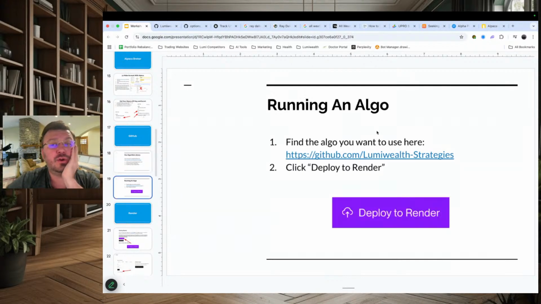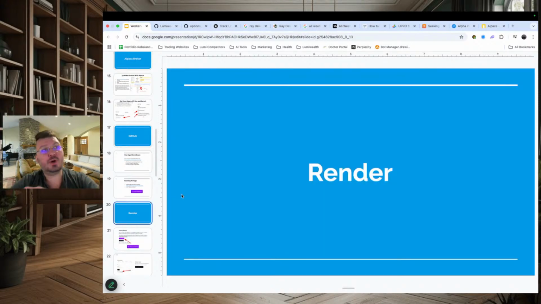And then to run an algorithm, basically you want to find the algorithm that you like, go into that algorithm, and then scroll down, find this deploy to render button, and that's where we're going to be living. All right. Okay, cool. So that's step 2. Okay, so we now have a broker. We now found the bot that we want to run in GitHub. We have an account with them. Okay, cool. Any questions about any of that before we go to step 3?